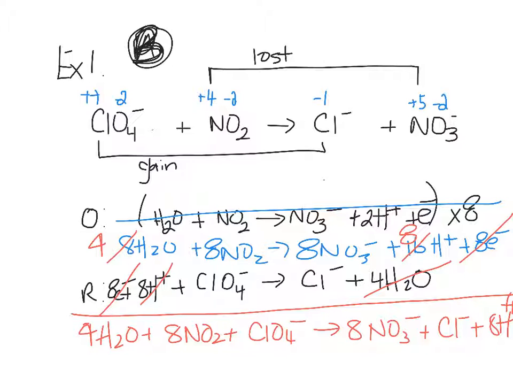So you have to double check to make sure you're balanced for element, balanced for charge. Does that match method A's answer? It should. So therefore we don't have to double check it because we already double checked A.